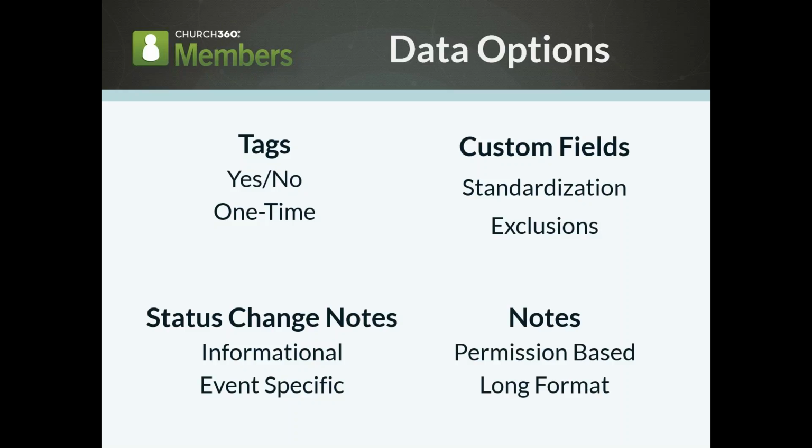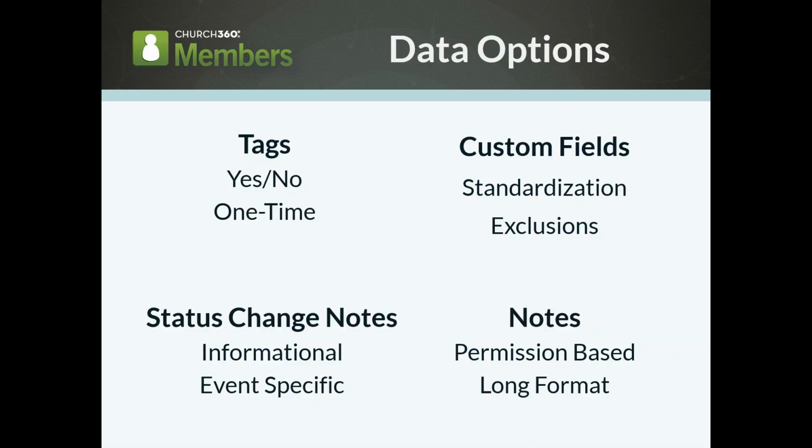Notes are good for things that you want permissions on, that you don't want everybody to see. They're also good for long format, so if you wanted to put a paragraph in there, that's the place to do it. You would not want to put a paragraph for a tag because that's going to show up in a lot of different places. So you've got 4 key things there for custom information that you have. And keep in mind that's custom. We didn't even list all the other data fields for things that are not custom, like birthday or spouse.